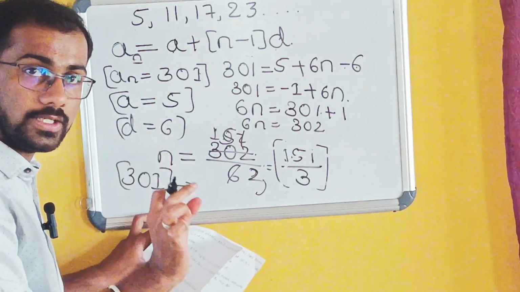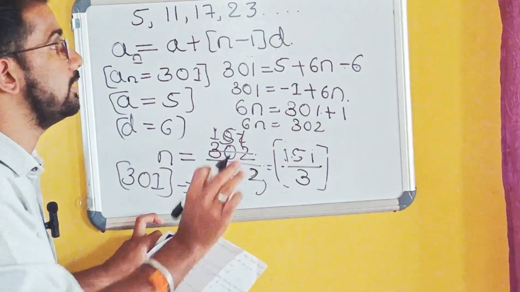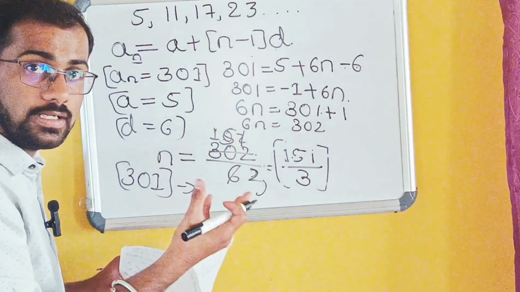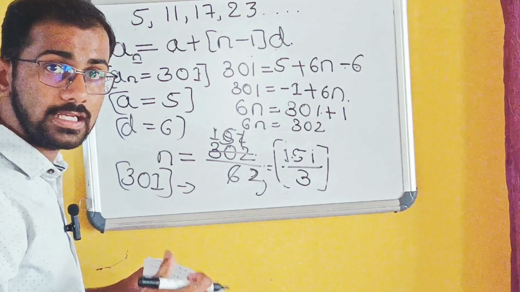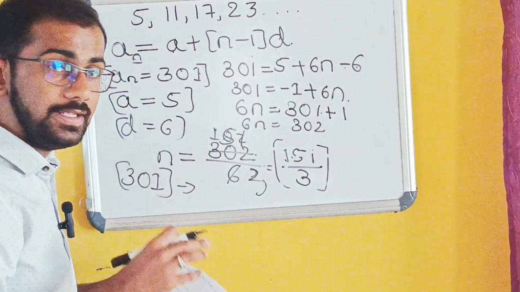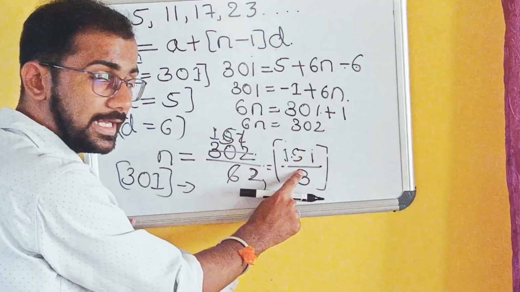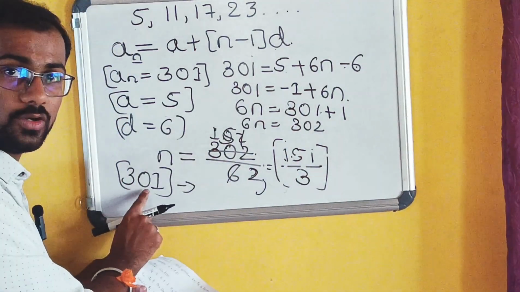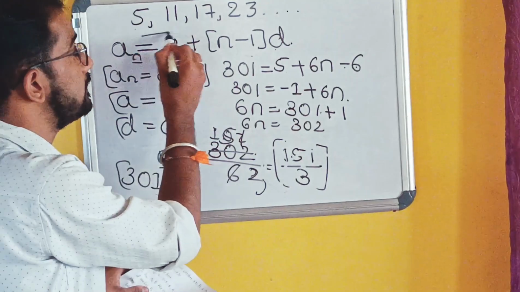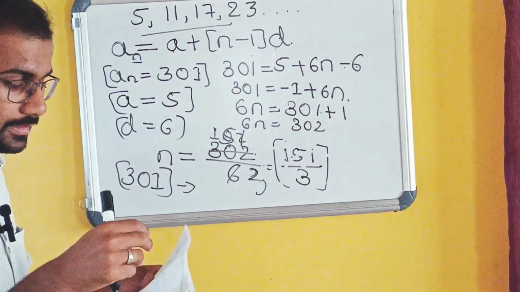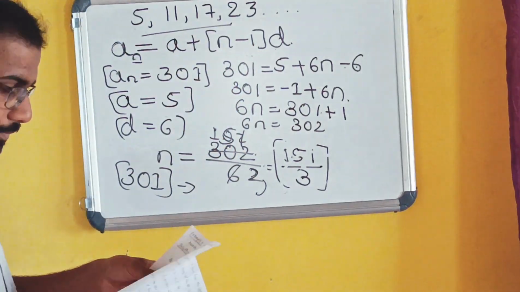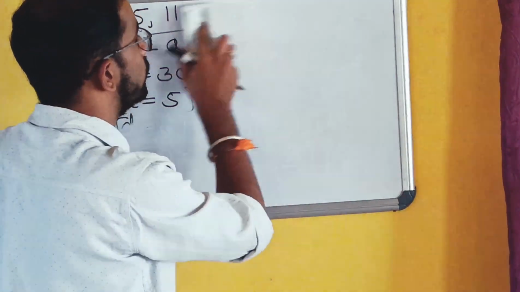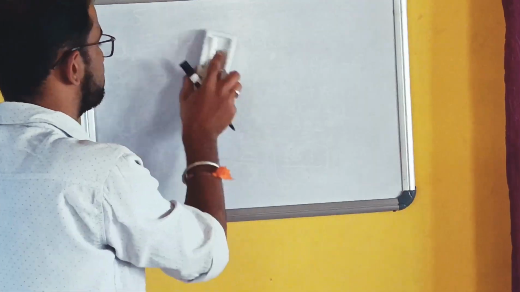301 is not present in this particular sequence. Why? We don't get the value of n as a whole number; we got the value as a fraction. That's why 301 is not present in this sequence. This is the answer, and this is how we have to solve this type of example. So let's move on to the next example.